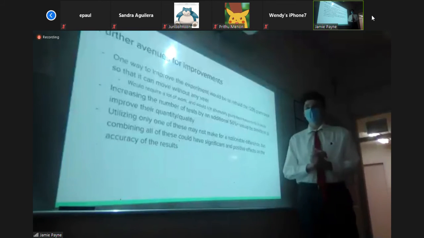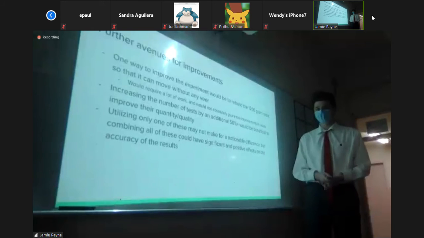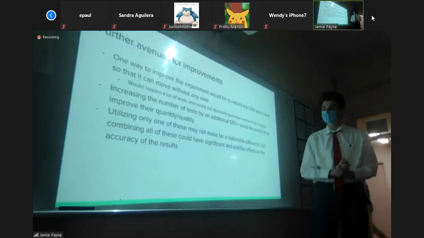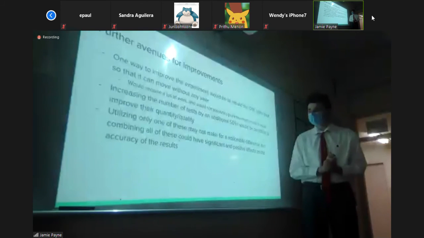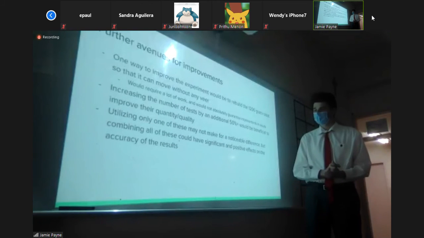There are some further avenues for improvements. One way to improve the experiment is to rebuild the 1200-gram robot from scratch so that it can move without any veer. Because in retrospect, the veer was horrendous. It would require a lot of work, and it wouldn't absolutely guarantee any improvements in the results. It may just be that the robot itself is broken, so to say, or maybe it's just a tire problem, and there's no way that can be fixed.